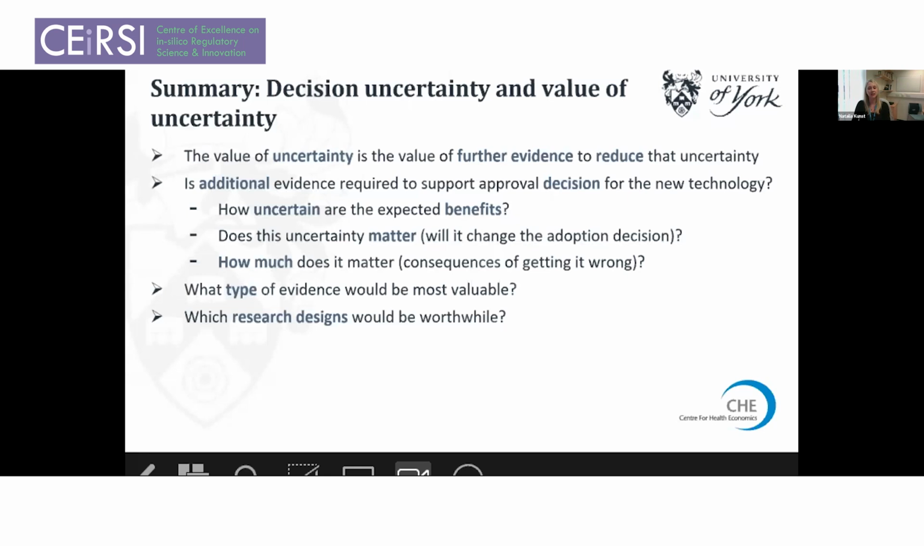And the decision analytic methods that I briefly presented here can help to answer these questions, and they can further help identify the type of additional evidence that would be the most valuable for the decision and the research design, identifying the research designs that would be worthwhile.